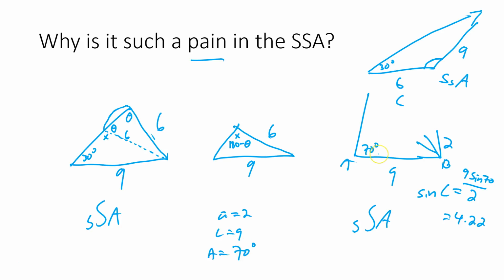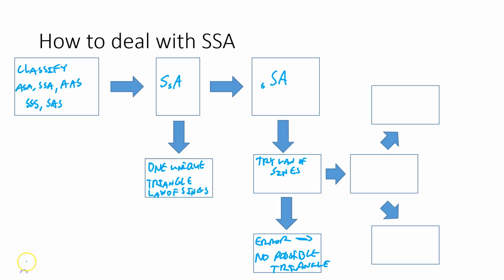There's no triangle that has those properties. So if that happens, you say no possible triangle and you're done. That's kind of the easy way out. If you try law of sines, doesn't work, then you know there's no possible triangle. But if it does work, that means that there are two triangles.